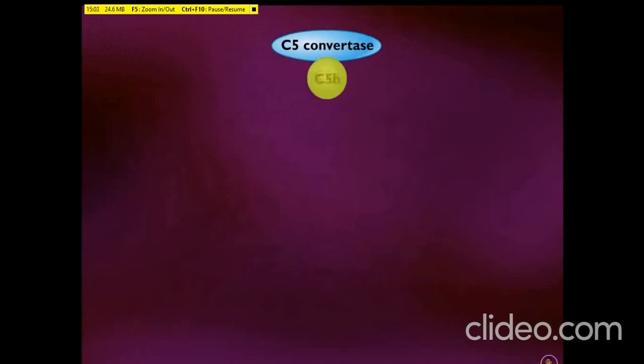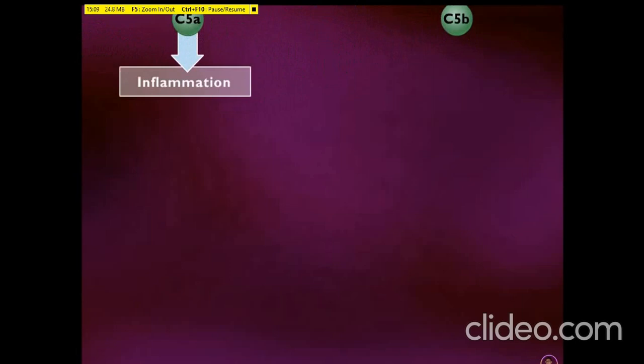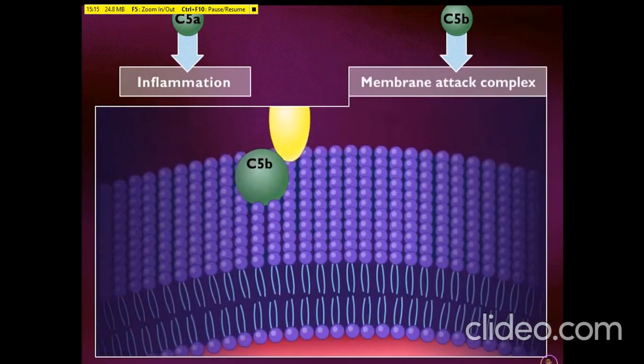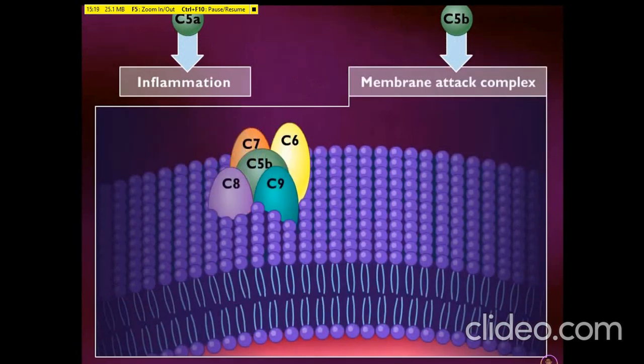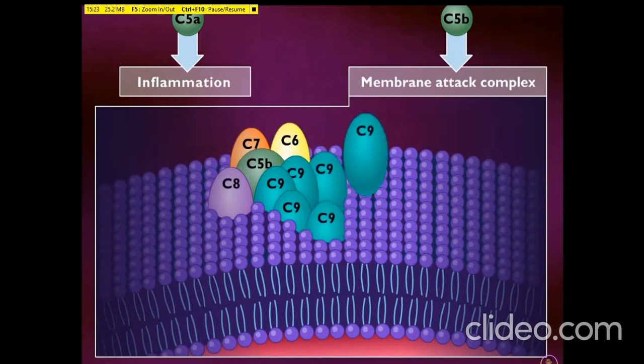Addition of properdin to C3 convertase results in formation of C5 convertase, which cleaves C5 into C5a and C5b. C5a enhances inflammation and acts as a chemoattractant for phagocytes. C5b reacts with other complement components including C6, C7, C8, and C9 to form a membrane attack complex. This structure forms a hole in the cell membrane and causes cells to lyse.